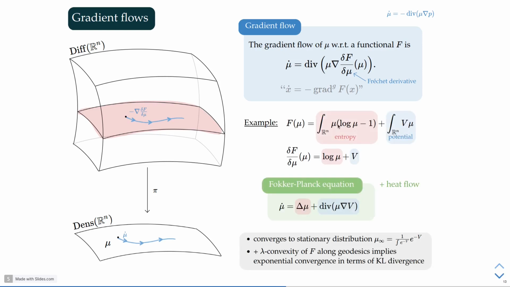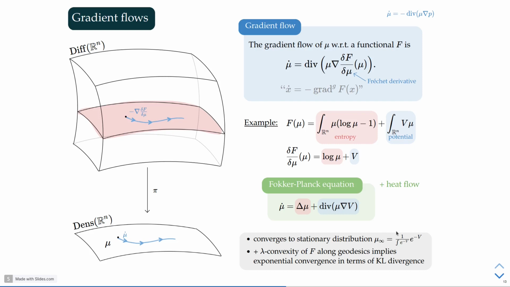And one special case of this gradient flow is if we do the gradient flow of a functional which is the entropy plus a potential term. What we obtain is the Fokker-Planck equation, which is the heat flow plus a divergence term. And just as a remark, this equation, the Fokker-Planck equation, is known to converge to its stationary distribution, which is this.